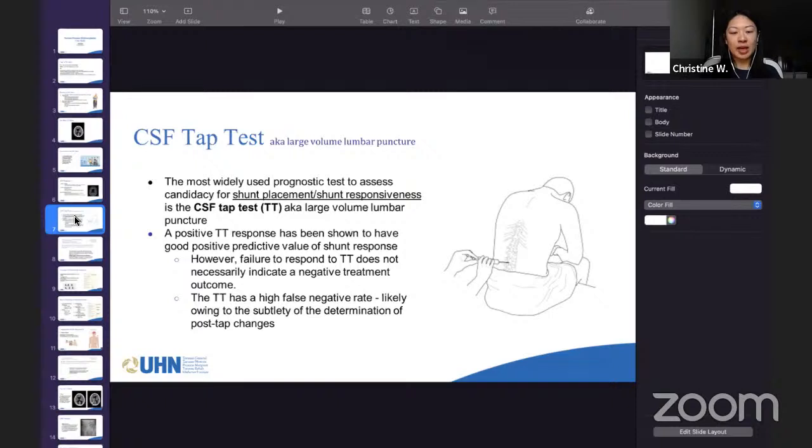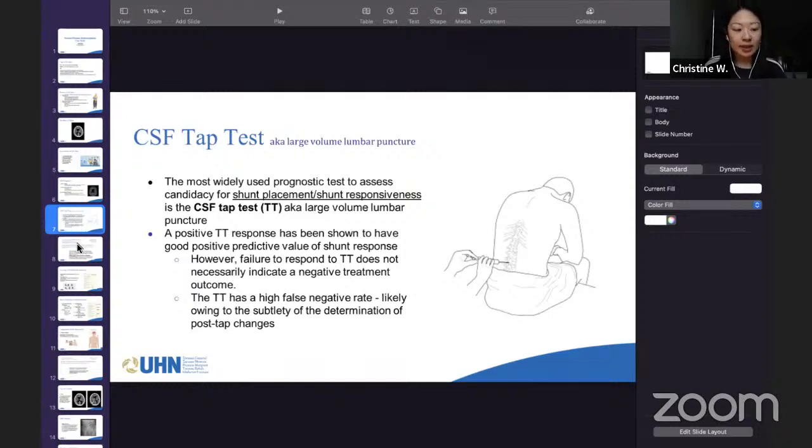A positive TAP test response has been shown to have a good positive predictive value of shunt response. But failure to respond to a TAP test does not necessarily indicate that a shunt is not needed or that the diagnosis of NPH does not exist or is not true. It largely has to do with the fact that the TAP test has a high false negative rate, likely owing to the subtlety of determining the post-TAP changes and the subjective and objective findings that we often measure afterwards.